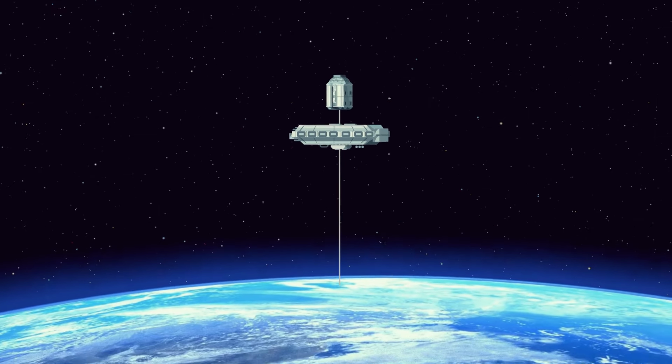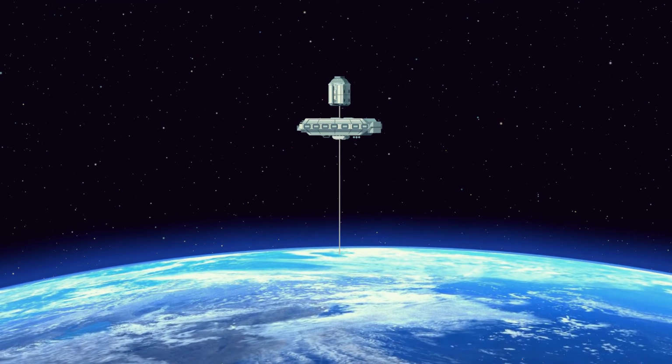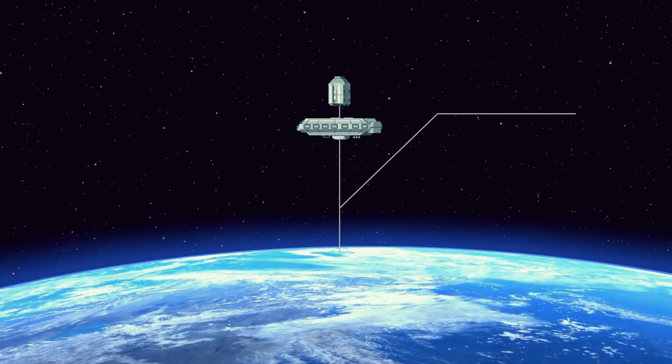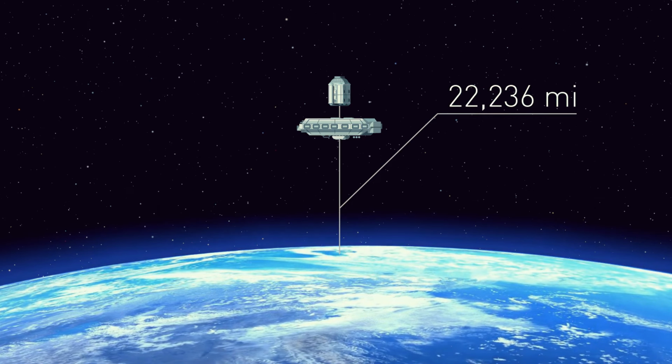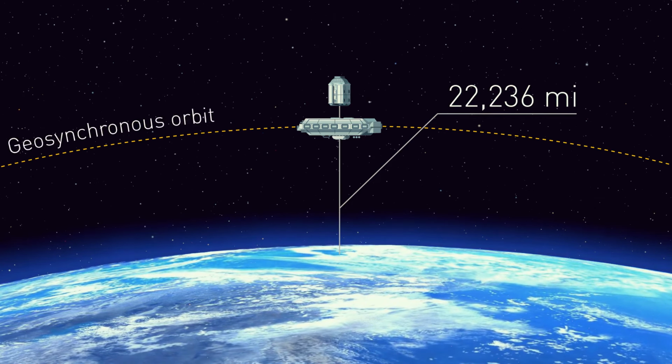We'll go straight to the point where the precise distance from the station in the Atlantic to the one in space must be 22,236 miles above the Earth, where the geosynchronous orbit starts.